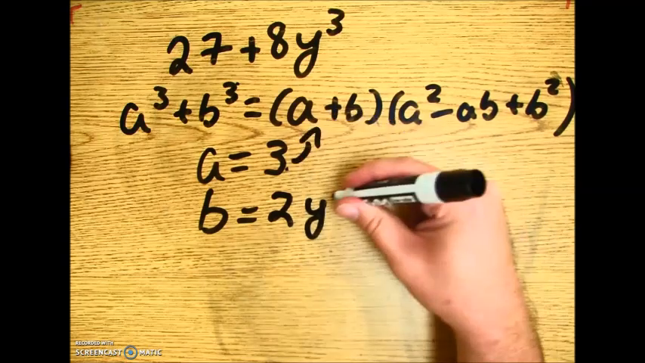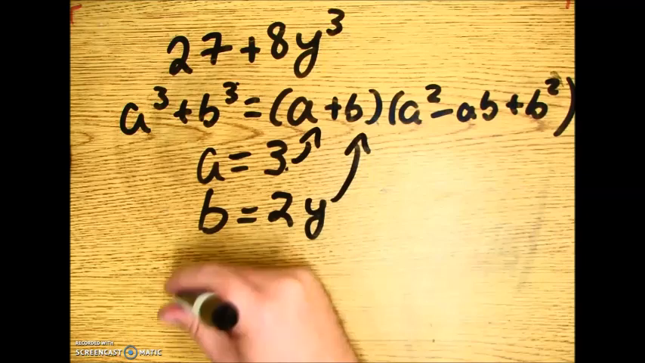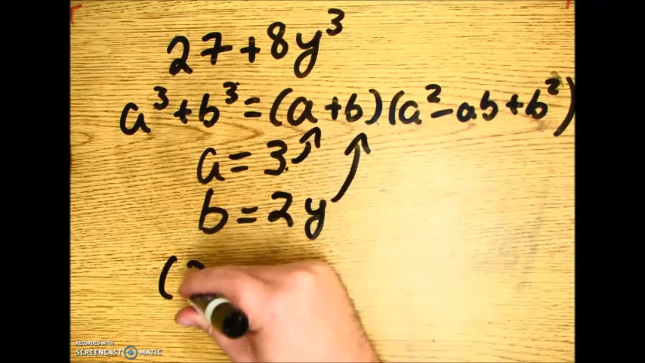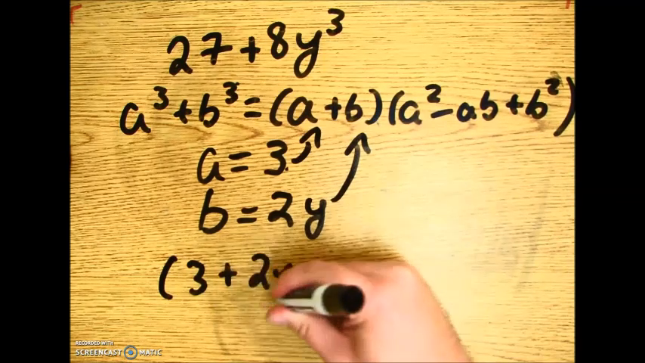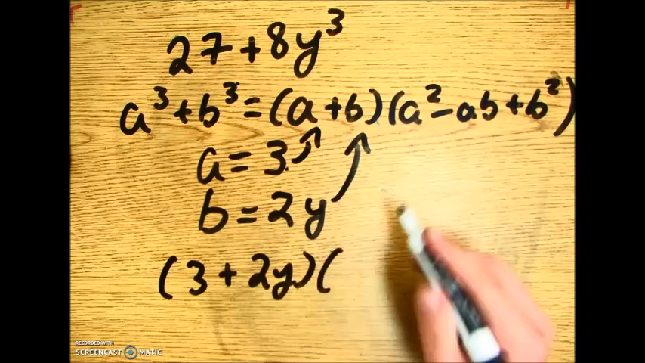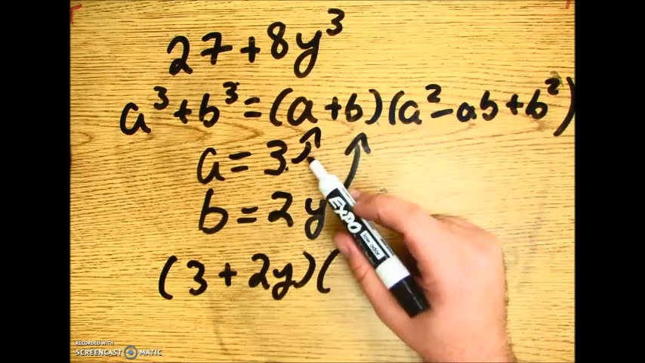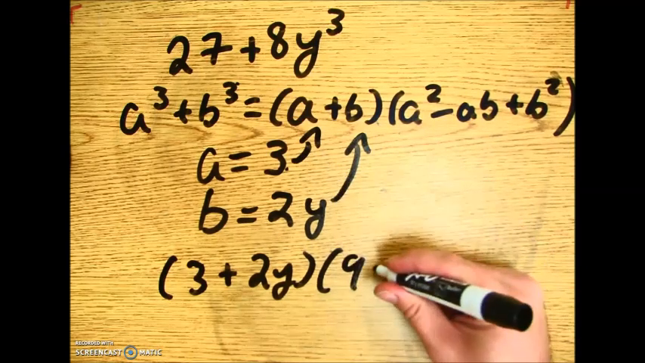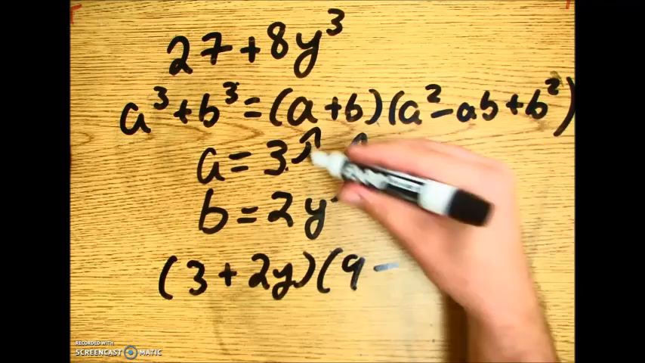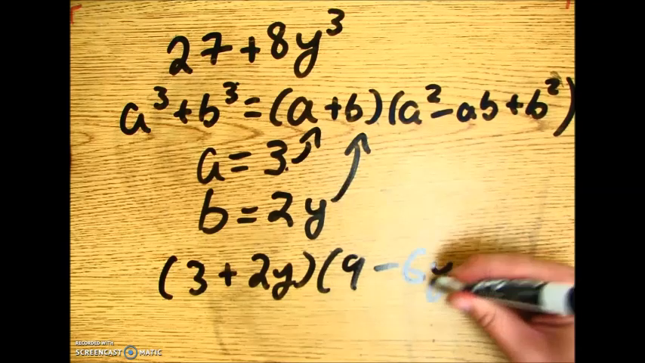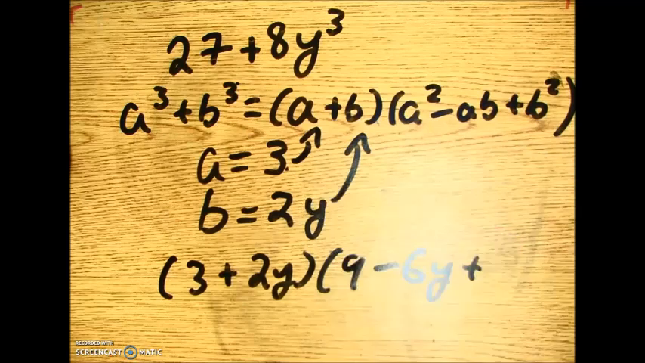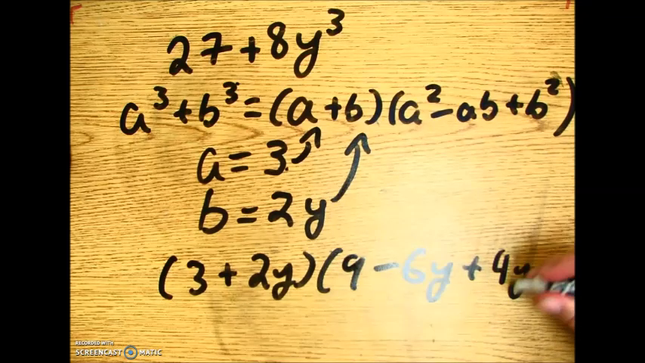This is the a value. This is the b value. So this is going to be 3 plus 2y times a squared, which is going to be 3 squared, so it's 9, minus ab, so 3 times 2y is 6y, plus b squared, which is 4y squared.